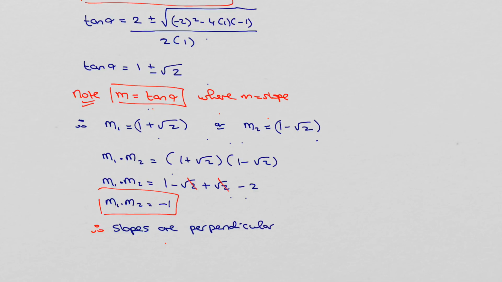And if the slopes are perpendicular, that means then that the angles of projection are at right angles to each other, which is what they wanted us to show.